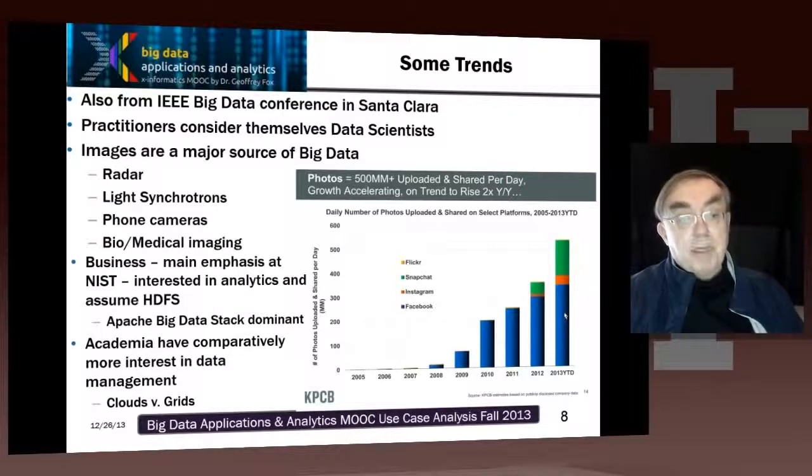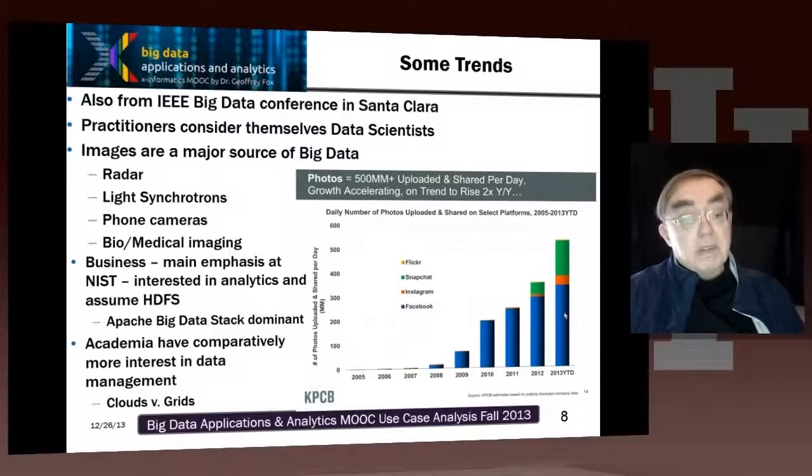But that's sort of the public images. Then if you go to science, radar instruments are a huge source of images, and there are lots of them. Light synchrotrons pour out light and basically take photos of what happens when the light impacts materials. And of course, there are the phone cameras you see on the right. Then in biomedical imaging, when we discuss the applications of big data, the largest known technical source of images is MRIs and things like that, with 70 petabytes of imagery per year.